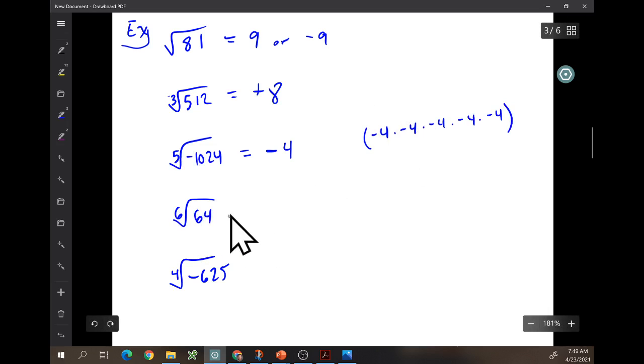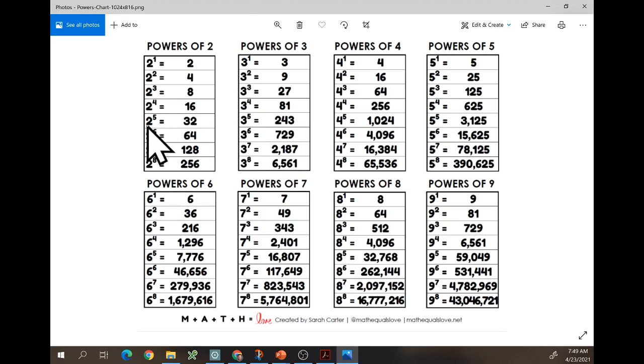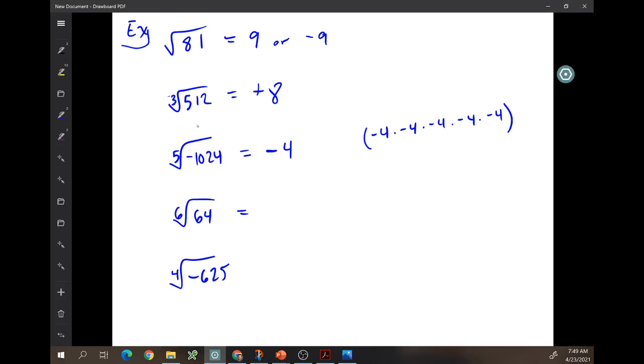All right, and then next one, 6th root of 64. So we want something to the 6th power, giving 64. So 6th power, it's this first one, it's 2. But again, the 6th power is even, so whenever we have even, we're going to say 2 or negative 2. Because 2 times 2 times 2 times 2 times 2 times 2 will give 64. Negative 2 to the 6th power will also give 64. So either one of these can be answers.